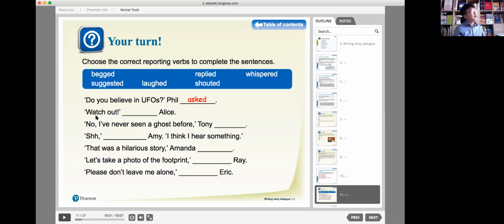Second, watch out. Can you see this punctuation mark? Shout, Alice. Alice was shouting. Of course, we need an exclamation mark. Now, you may pause the video and do the remaining questions. Here are the answers.